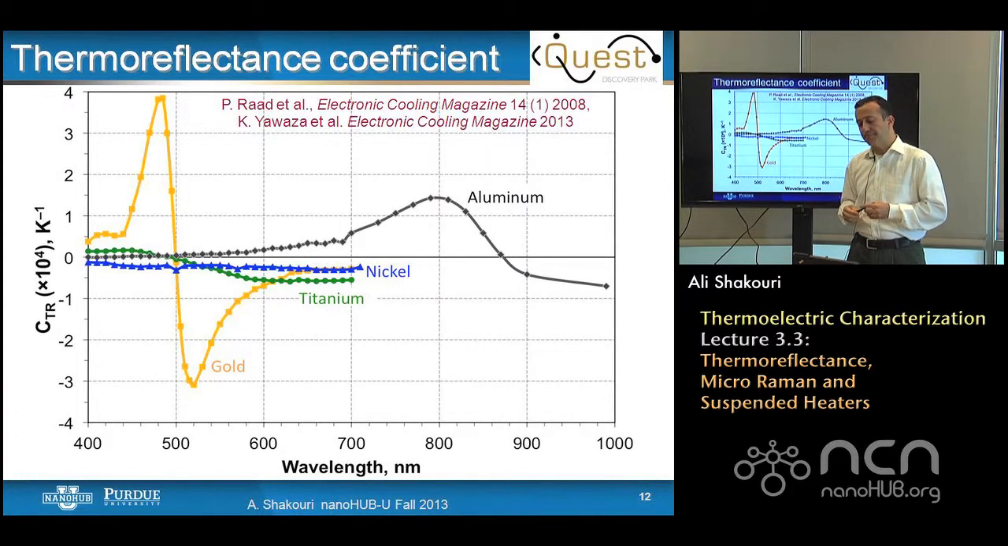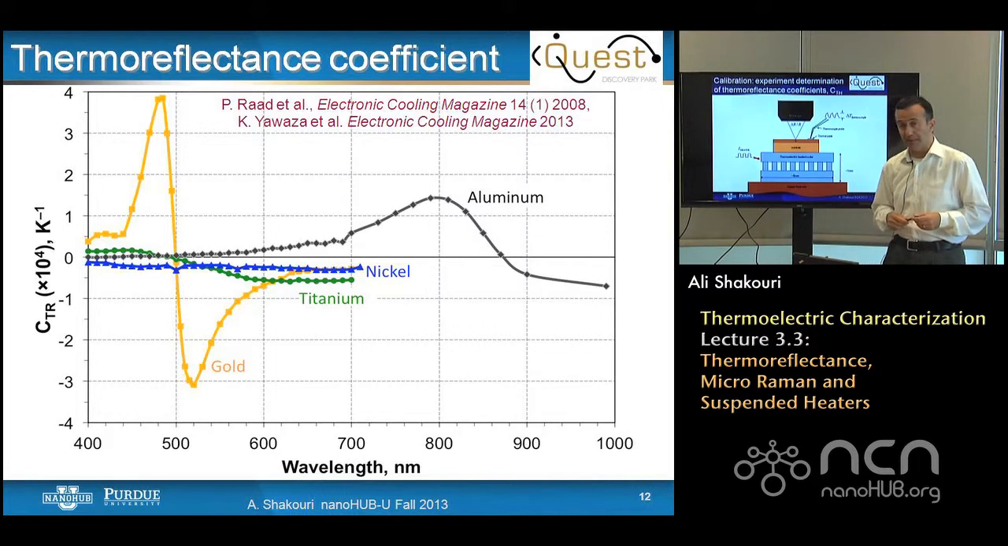But often, nanoscale materials and devices are not made from pure materials. How does one calibrate for such thermoreflectance?